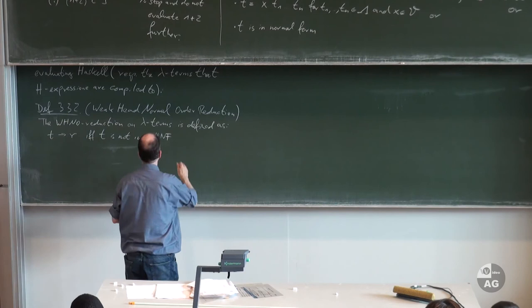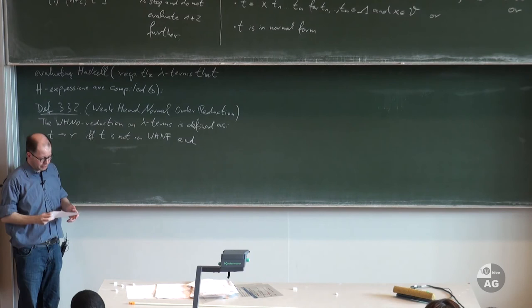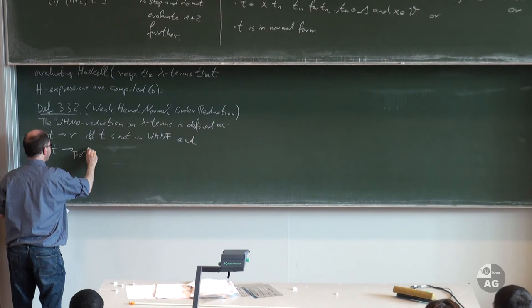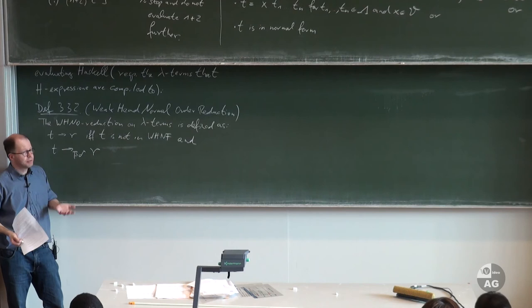And then what do we do? Well, we apply beta and delta reduction. We do beta delta reduction to R. And the evaluation strategy is not arbitrary, but it's leftmost outermost.